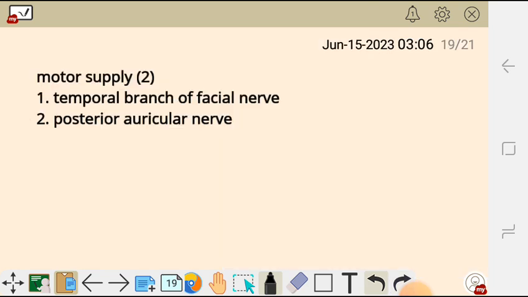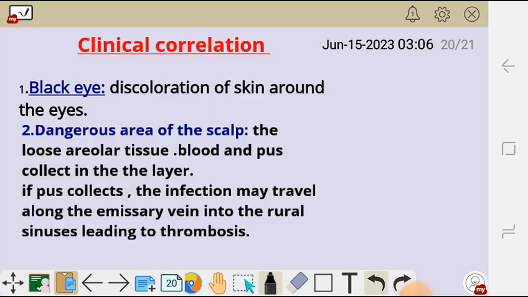Now, talking about the motor supply. The scalp is supplied by the temporal branch of the facial nerve and also the posterior auricular nerve. Okay, it is also a branch of the facial nerve. So the temporal branch of the facial nerve is going to innervate the frontal belly of the occipitofrontalis muscle, and the posterior auricular nerve is going to innervate the occipital belly of the occipitofrontalis muscle. That is the motor supply of the scalp.